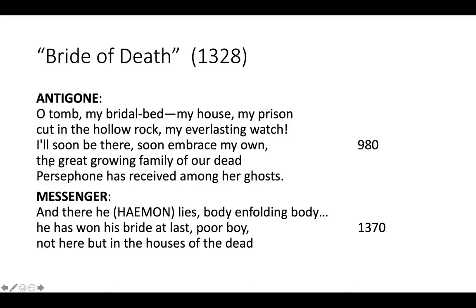Persephone is, we'll read a little bit more about her when we read Ovid, but she's the wife of the god of death, Hades, queen of the underworld. And so Antigone is aligning herself in some ways with that figure.